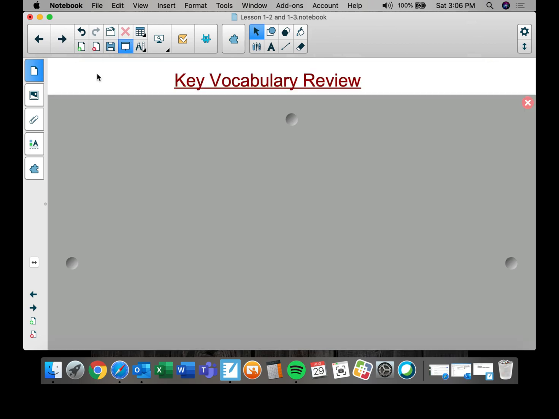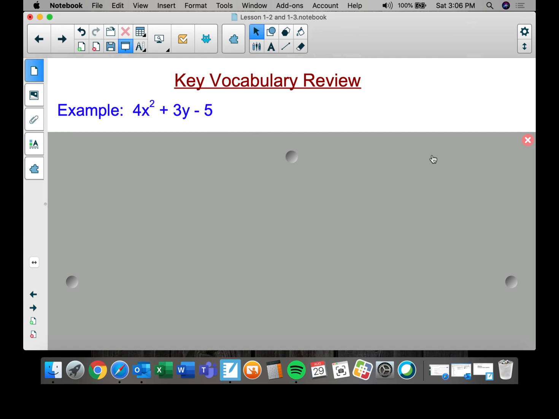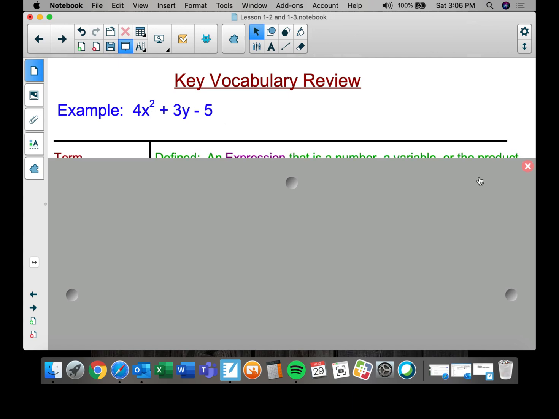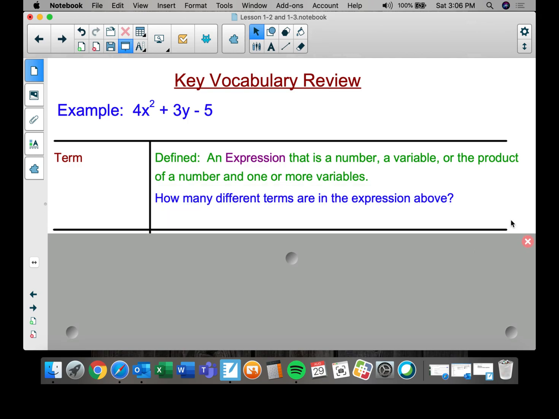The second part is now 1.3, and here's just some key vocabulary that I want to go through very quickly. This is an example of an expression, and I wanted you to take a look at some different terms here. An expression is just numbers, variables, or the product of a number and one or more variables. There is no equal sign in an expression, that's the key idea.